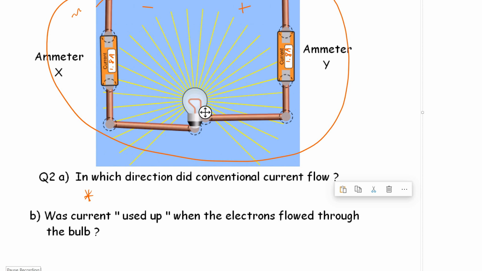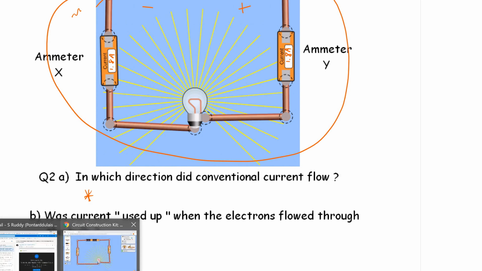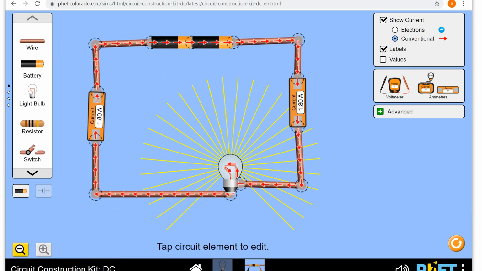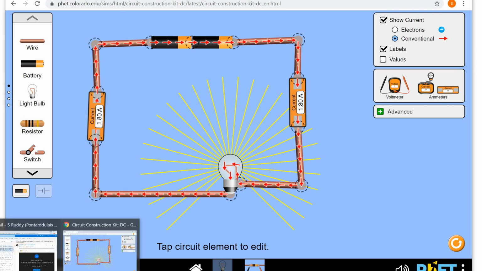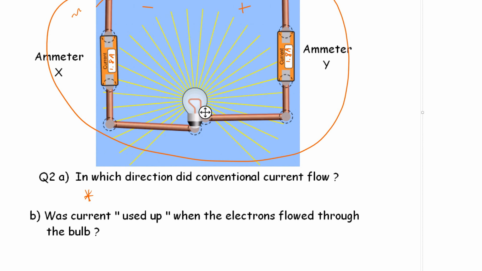B, was the current used up when the electrons flowed through the bulb? No, of course it wasn't. Look at it. The current is not being used up. Okay, it's just flowing from the positive end of the battery to the negative end of the battery. Easy, all day long. So, was current used up when the electrons flowed through the bulb? Big answer, no.